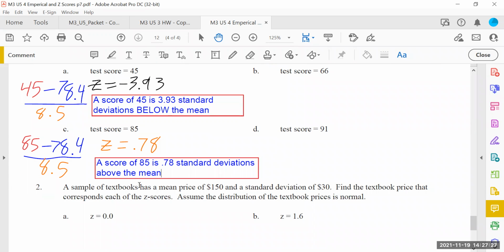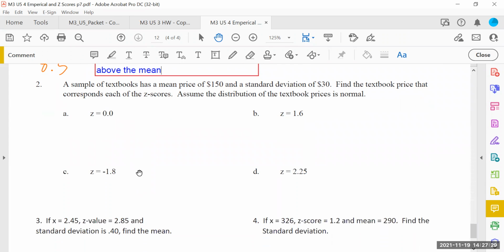Okay, let's skip down to number 2 now. A sample of textbooks has a mean price of $150 and a standard deviation of $30. Find the textbook price that goes along with the z-score. So this is backwards, right? They are giving us the z-score and we're going to find the actual value.